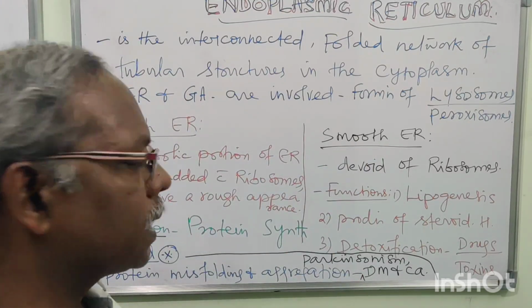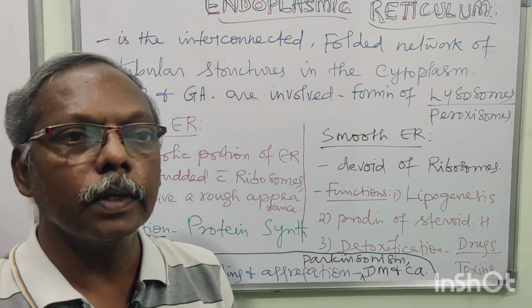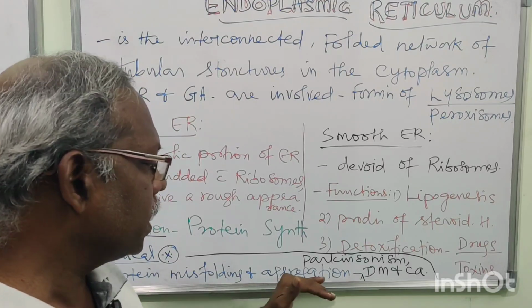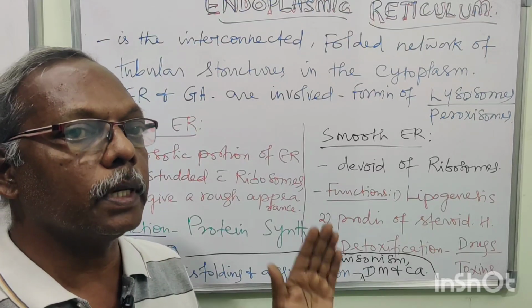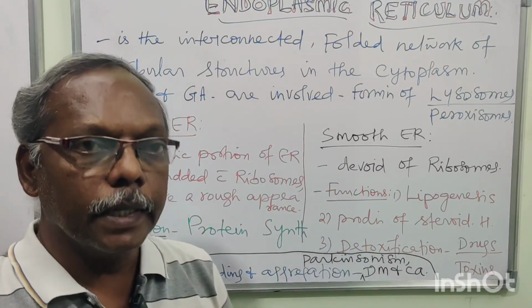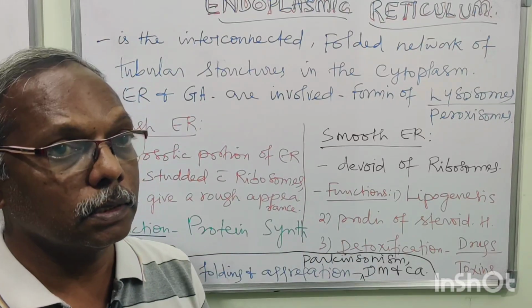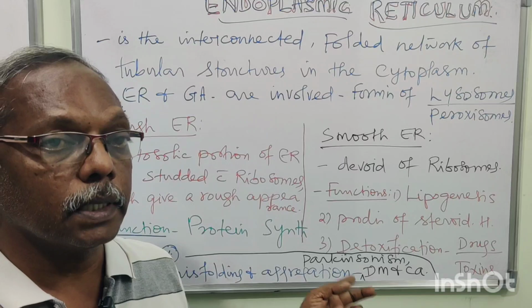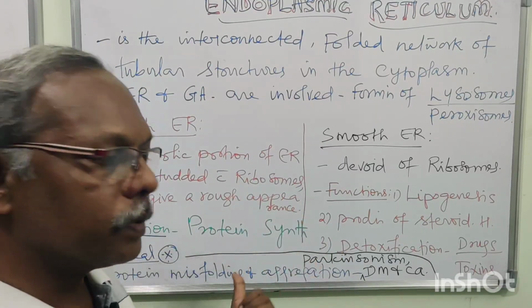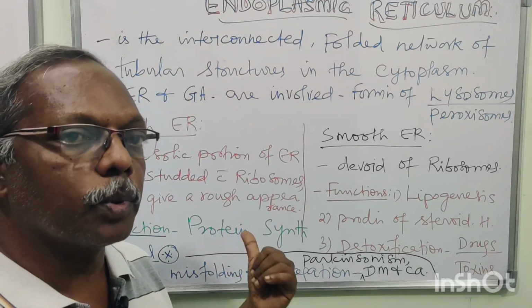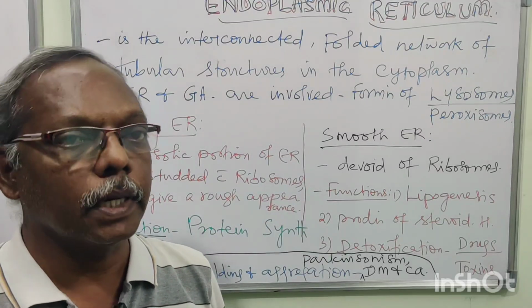The next important clinical point is that the endoplasmic reticulum is involved in protein misfolding and protein aggregation. Protein misfolding and protein aggregation lead to diseases like diabetes mellitus, cancer and Parkinson's disease. Very, very important clinical disorders: Parkinson's disease, diabetes mellitus and cancer are involved in protein misfolding and protein aggregation. This is the clinical problem associated with the endoplasmic reticulum, right?